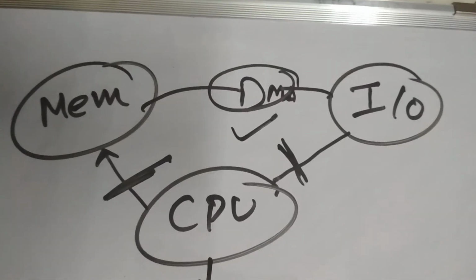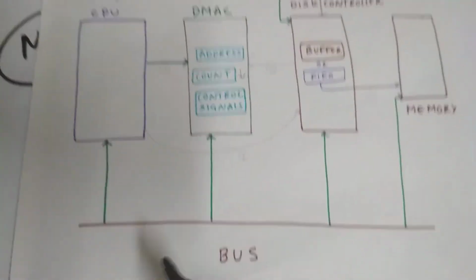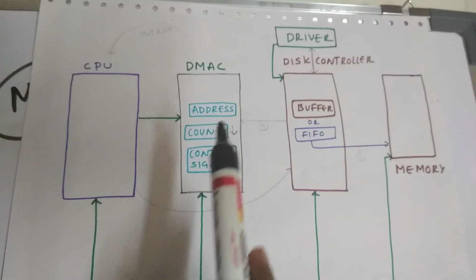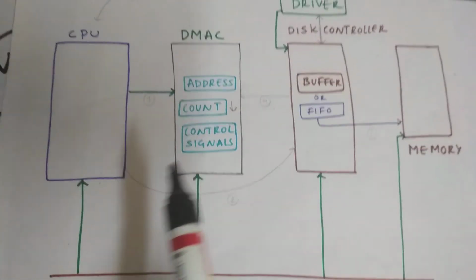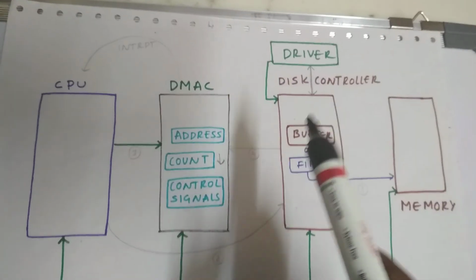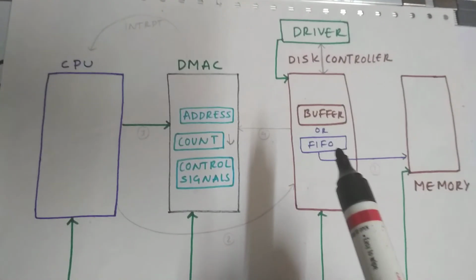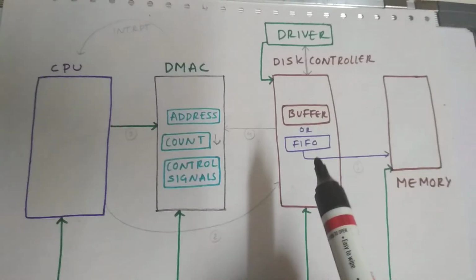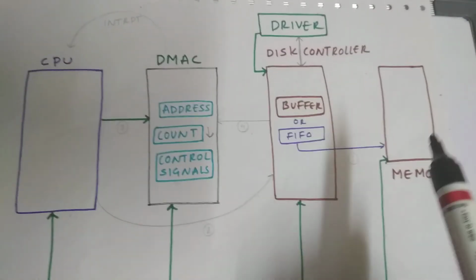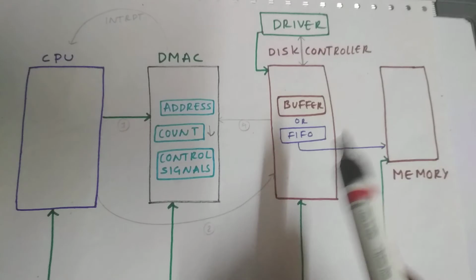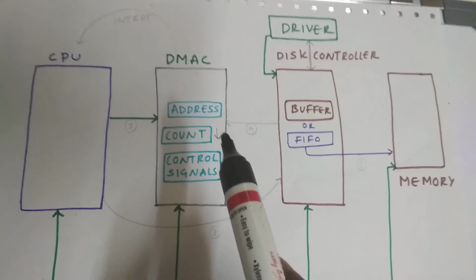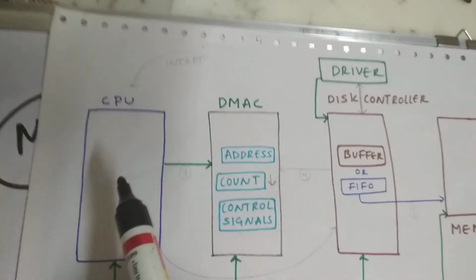Then after, we have the connections. The bus is connected to these four components. What will happen first? The control registers are set: address, count and control signals. Then CPU will request the disk controller to take the data from the device and store it in our buffer or a FIFO. If you want to know about a FIFO, go and check my FIFO videos. Then this DMAC will request the data to be sent to the memory, and the memory will acknowledge it back. Whenever the acknowledgement comes, it will reduce the count, and if it checks it's zero, then it will interrupt back. So this is a DMA.